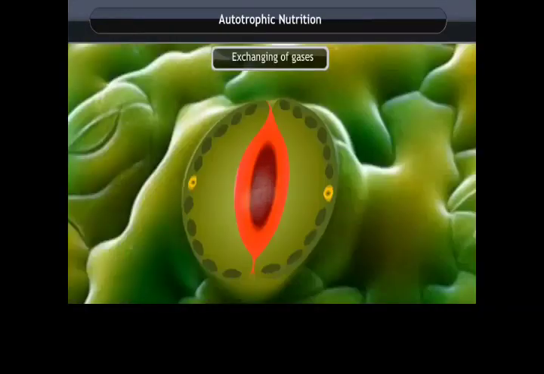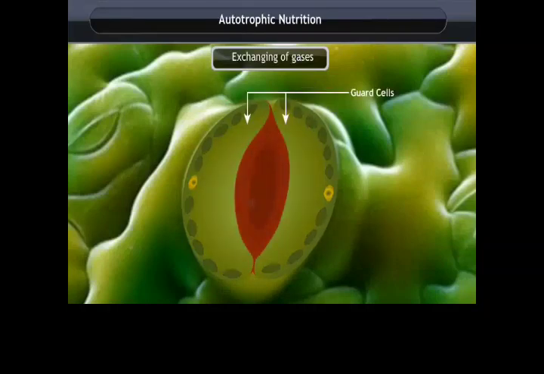The plant closes these pores when it does not need carbon dioxide for photosynthesis. The opening and closing of the pore is due to the function of the guard cells. When water flows into the guard cells, they swell and lead to the opening of the stomatal pore. Similarly, the pore closes if the guard cells lose water.